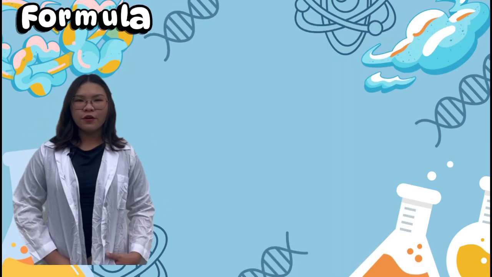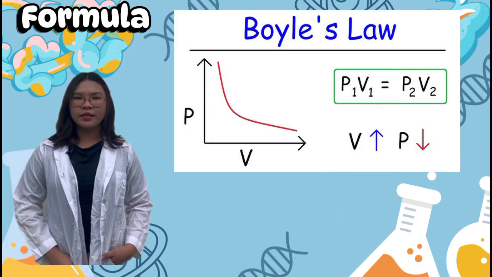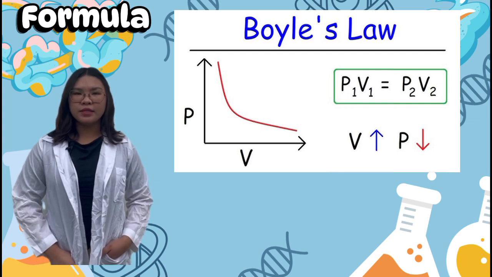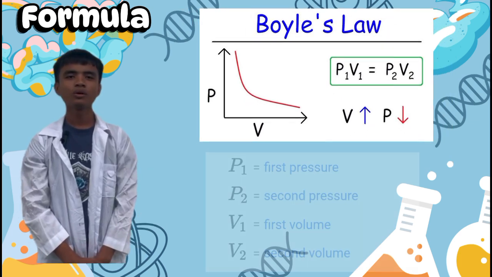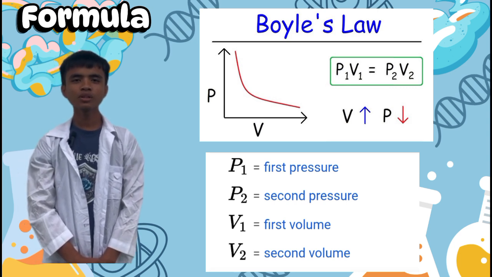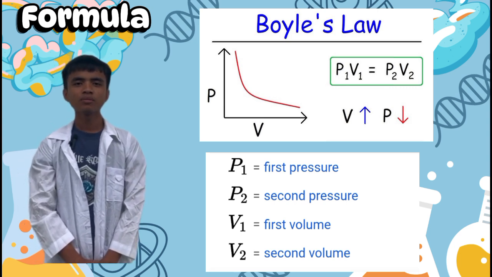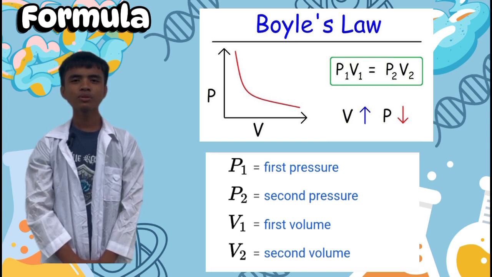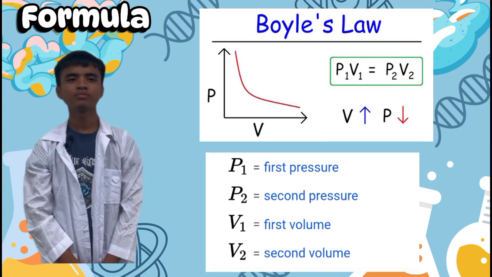The formula for Boyle's law is P₁ times V₁ equals P₂ times V₂, where P₁ equals first pressure, P₂ equals second pressure, V₁ equals first volume, V₂ equals second volume.